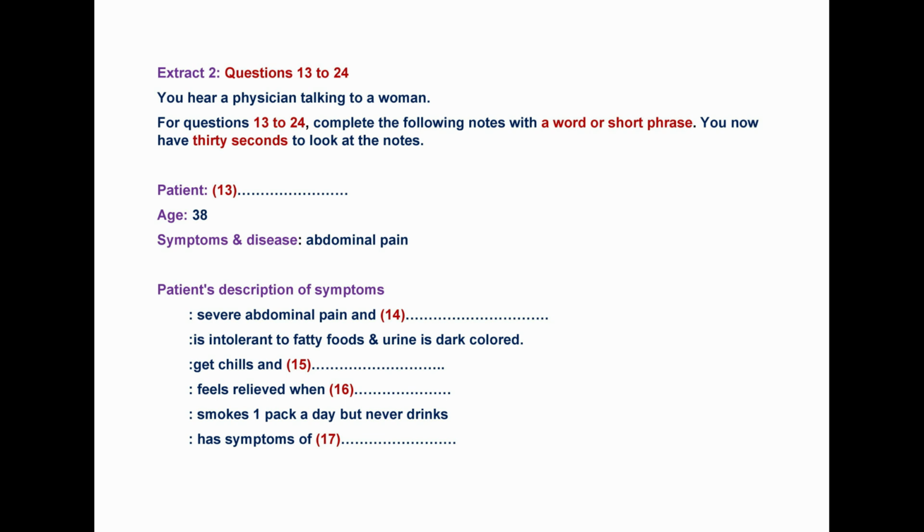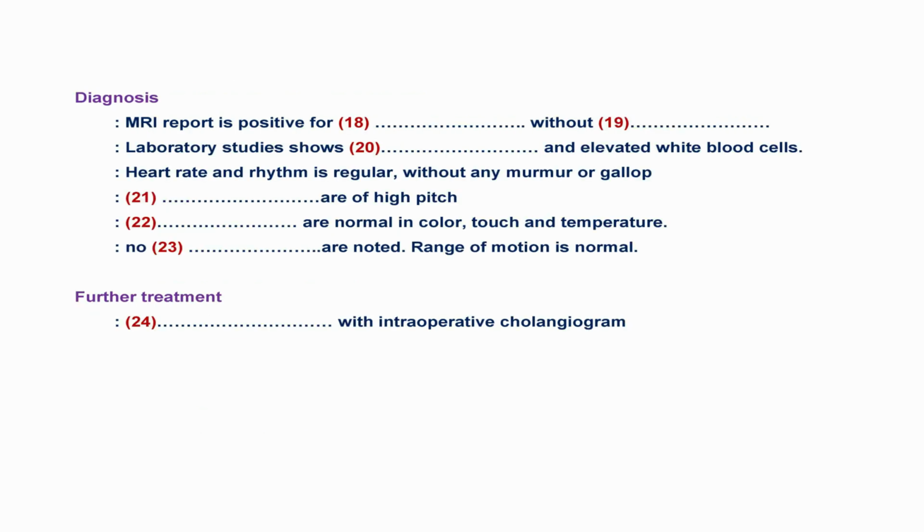Yes, doctor, I have. Well, your MRI report is positive for cholelithiasis without CBD obstruction. Laboratory studies show that you have elevated bilirubin and elevated white blood cells. Your heart rate and rhythm is regular without any murmur or gallop. Bowel sounds are of a high pitch. Lower extremities are normal in color, touch, and temperature. No ischemic changes are noted. Range of motion is normal.